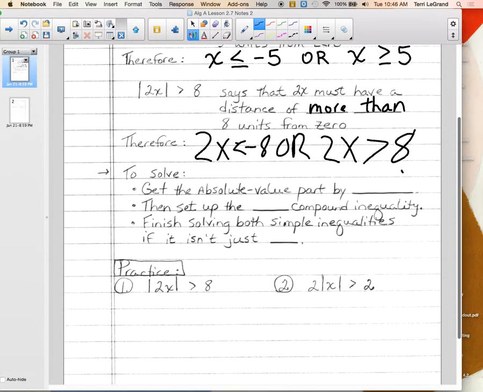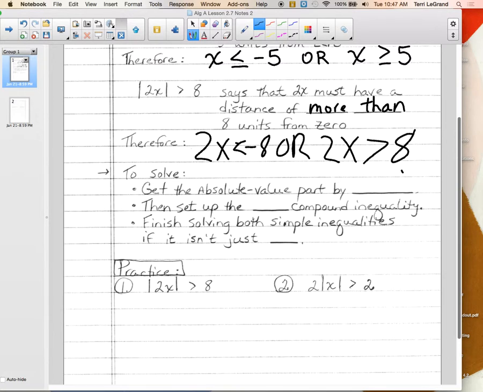Okay, it says 2x, you know, the absolute value bars aren't there anymore. Its distance has to be less than -8. In other words, basically saying all the numbers that are smaller than -8 have a distance of more than 8. Do you agree with that? So like -9, -10, -11, -100, do they all have a distance of more than 8?